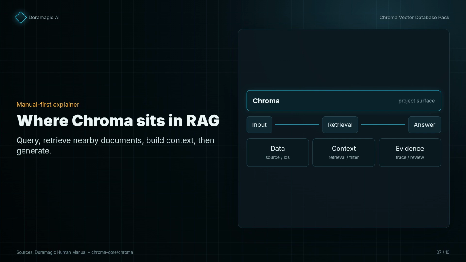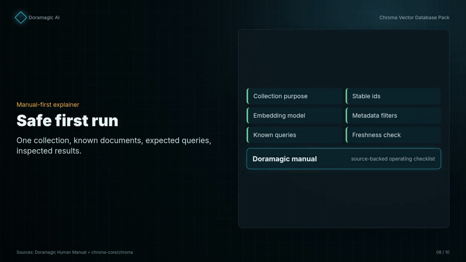The main pitfall is confusing similarity with correctness. A near vector is not proof. It may be outdated, duplicated, unauthorized, too broad, or only superficially related. Good AI systems need ranking, filters, source links, freshness checks, and rejection behavior.